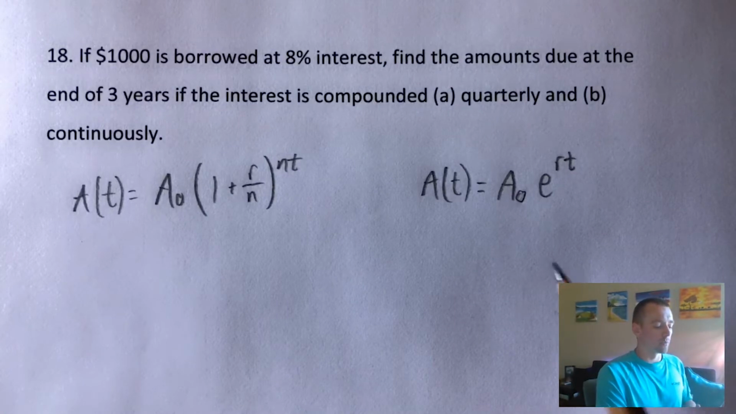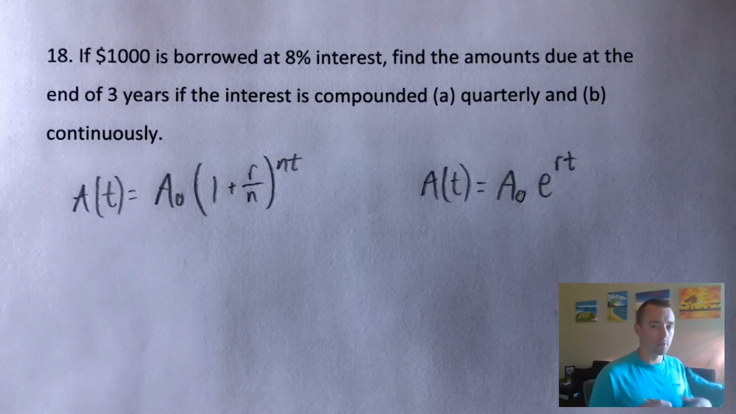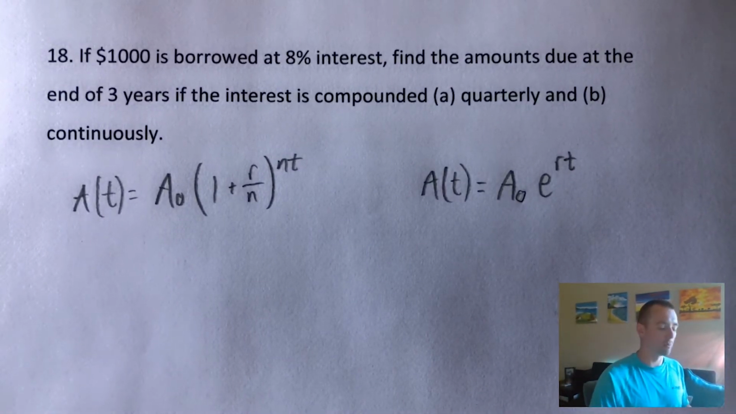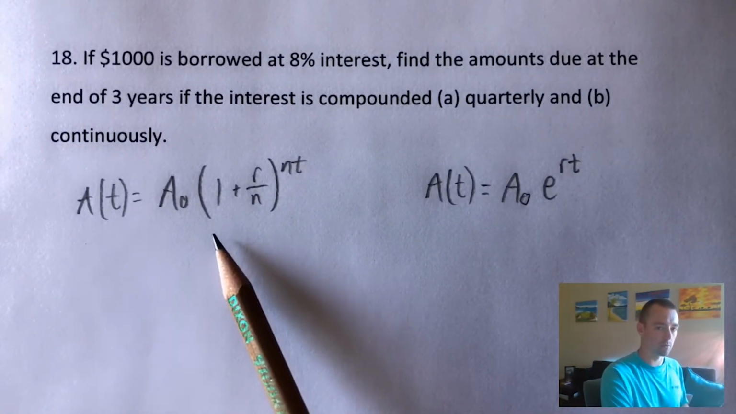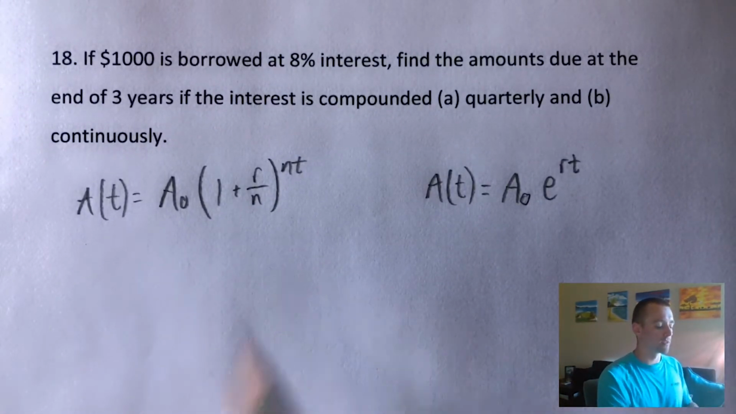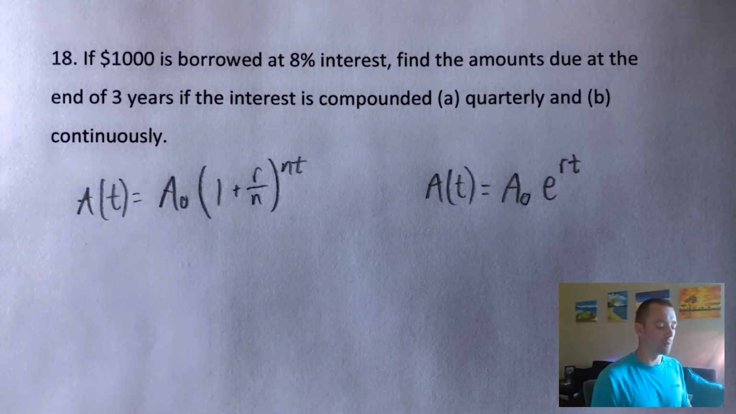When you're doing these types of problems, the first thing you want to do is figure out which formula is going to be applicable based on how frequently your interest is being compounded. Like I said, if it's continuously, we're going to use this one. Otherwise, we're going to use this one. So let's talk for a second about the different pieces in these formulas.